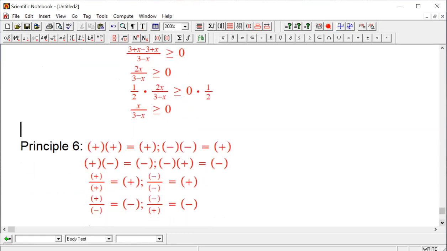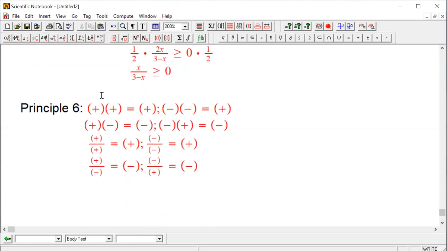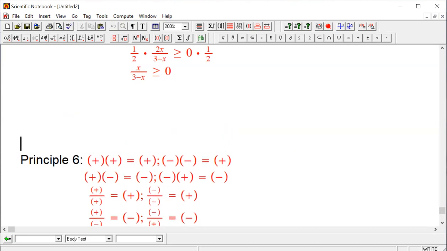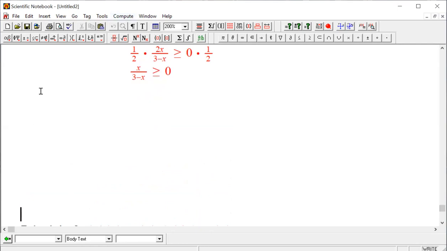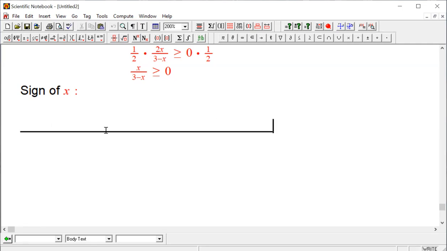Can we apply principle number 6 now? The answer is yes. So now you know what not to do first. Don't do that, you're going to miss a lot of points. So in this case, I'm going to use the sign method. Of course, I'm going to work with the sign of the numerator, which is x. That's pretty straightforward.